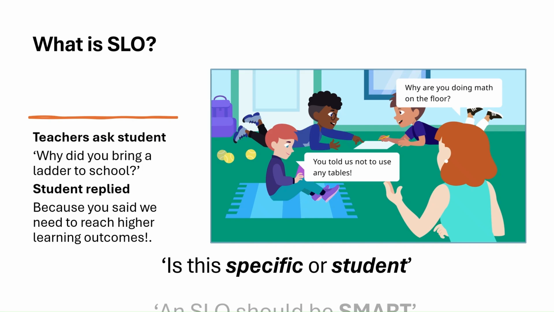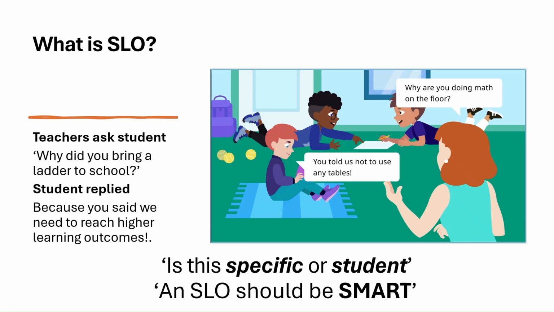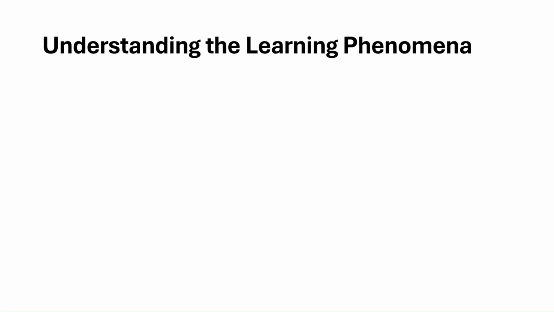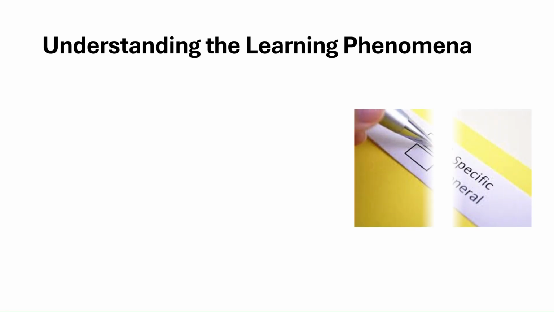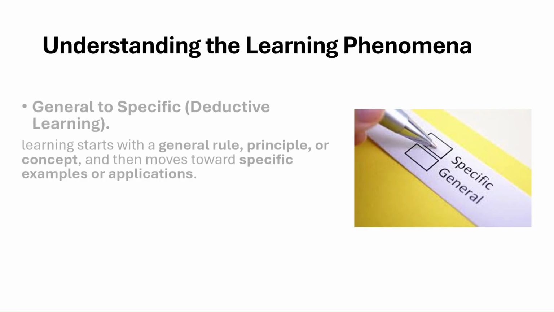So this should be SMART. Why? An SLO should be a SMART SLO. The term SMART itself has a bigger meaning and a bigger picture. But before going there, I would like to give another little explanation which is very relevant. Whenever you think about learning, you think about how learning is processed. In our systems, the learning phenomena can be divided into two categories: one specific, and the other general. There are only two phenomena of learning.